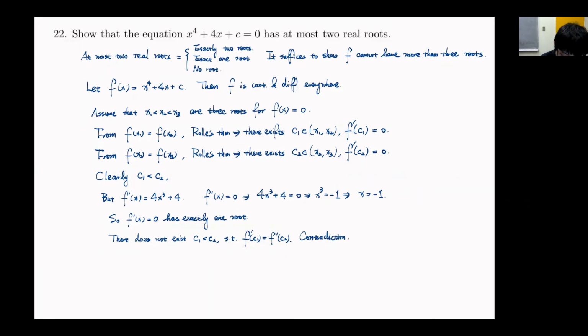And we are obtaining this contradiction because our assumption is wrong. We assumed that there exist 3 different roots for the same equation over here. And so from here, we see that this assumption is wrong, so f cannot have more than 3 roots. Okay, so this will conclude the discussion of number 22.